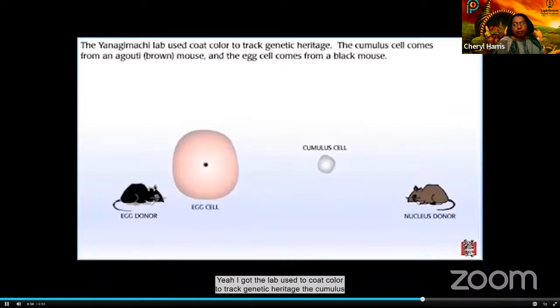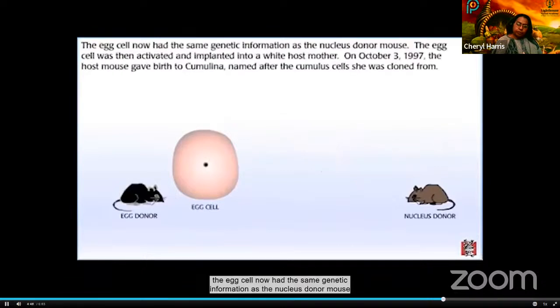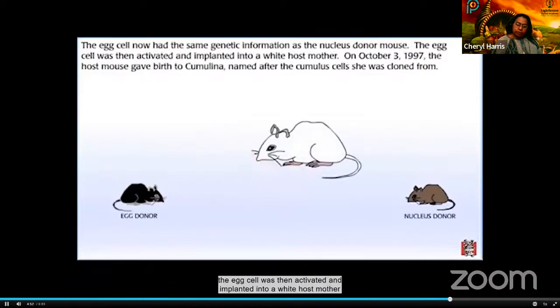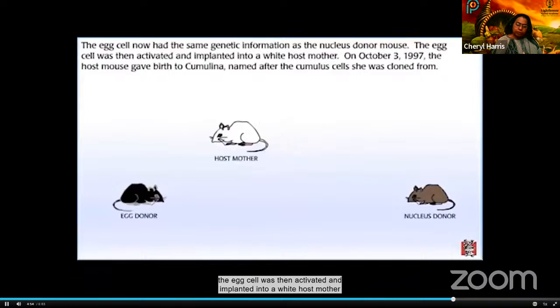The Yanagamachi lab used coat color to track genetic heritage. The cumulus cell comes from an agouti, brown, mouse, and the egg cell comes from a black mouse. The egg cell now had the same genetic information as the nucleus donor mouse. The egg cell was then activated and implanted into a white host mother. On October 3, 1997, the host mouse gave birth to Cumulina, named after the cumulus cells she was cloned from.